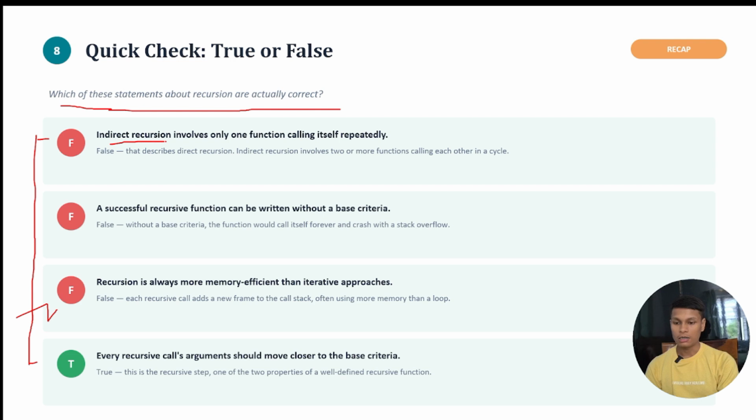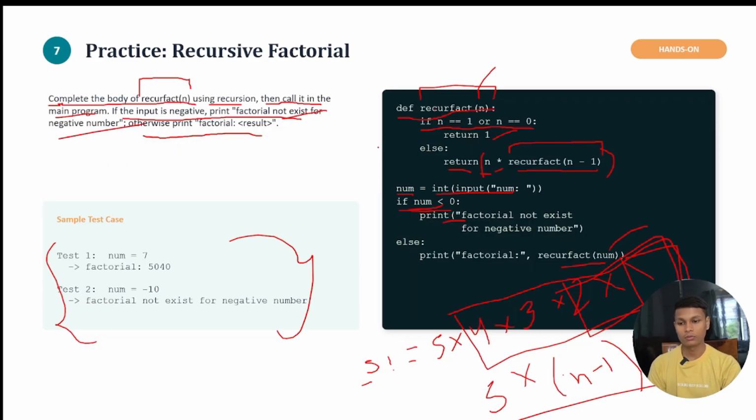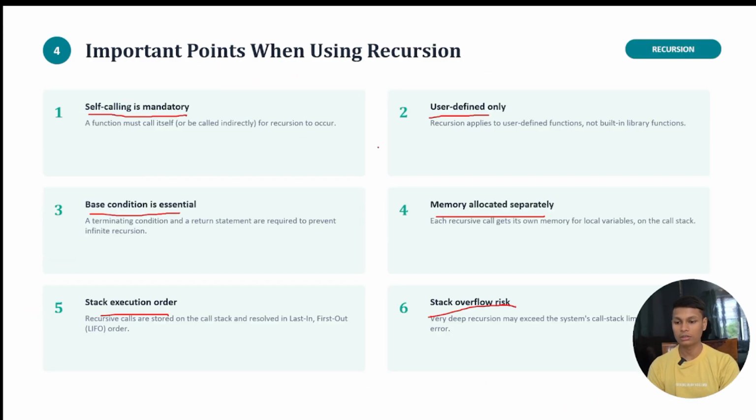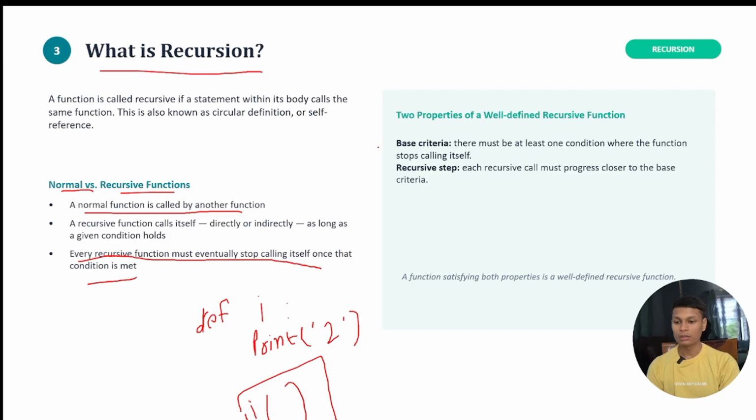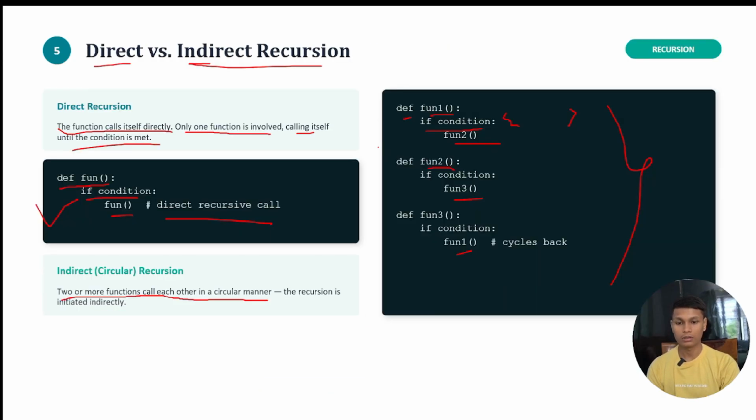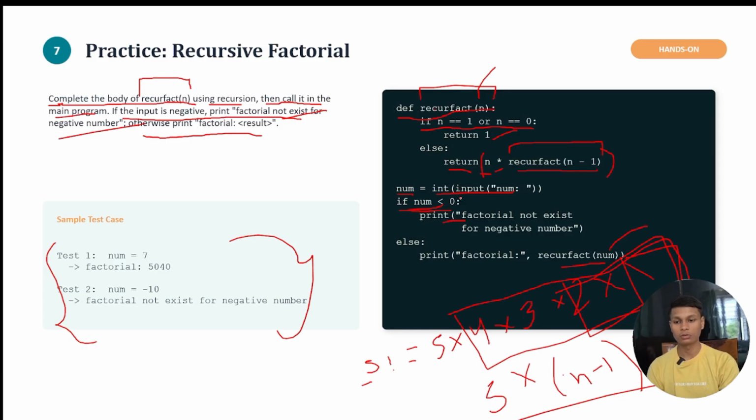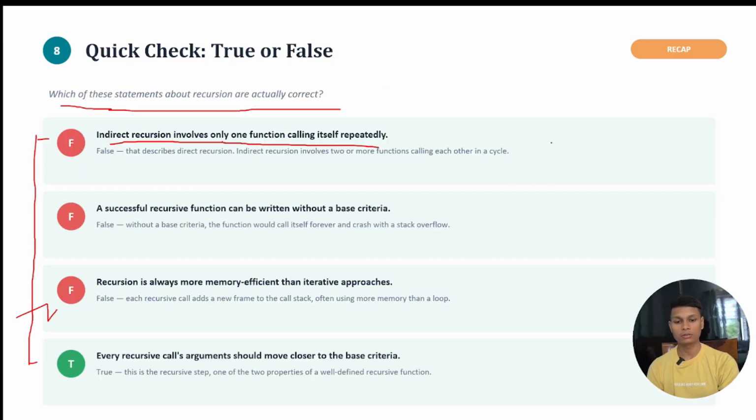Indirect recursion involves only one function calling itself separately. Is it correct? No. You can see here that we call another function in another function. In function 1 we call function 2, in function 2 we call function 3. So this statement is false.